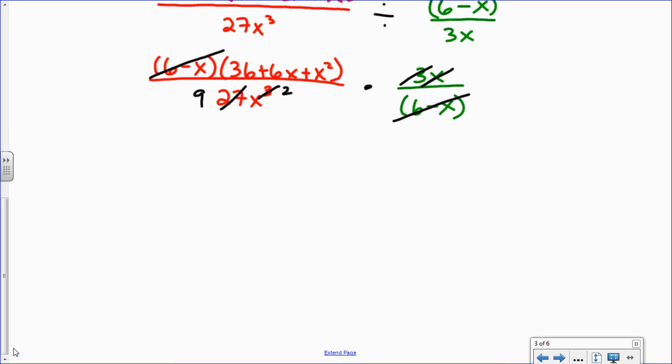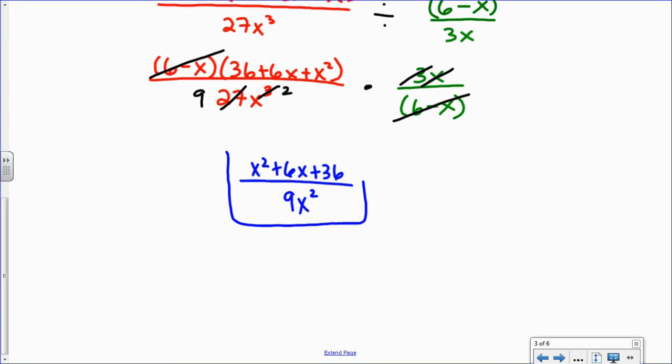So on the top, I'm just left with 36 plus 6x plus x squared. I'm going to write that in standard form and put the x squared first, over 9x squared times 1, so 9x squared. So this trinomial on top came from the difference of cubes. Remember, that won't factor. Difference of cubes is set up like that. So we are done.